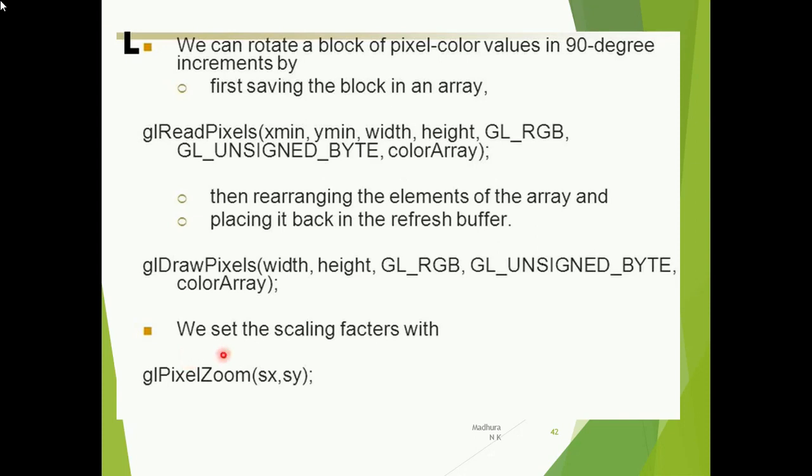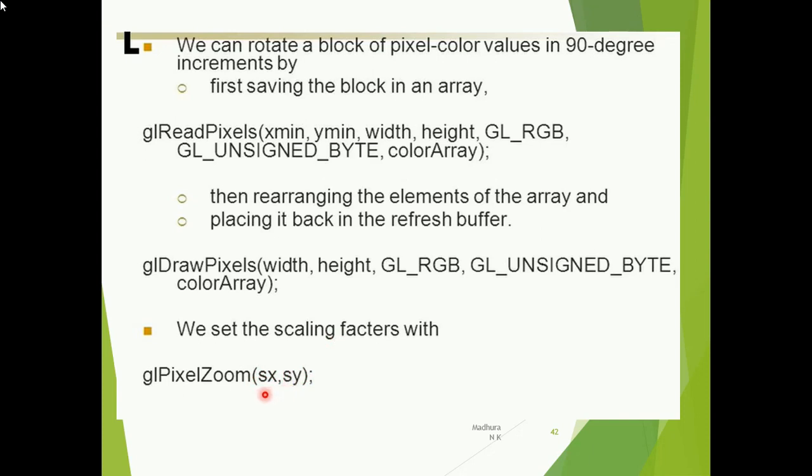Then you have to scale that rectangular section. So initially you will be calling the glCopyPixels function. Then the second step is you call glPixelZoom. In this you have two parameters, sx and sy. What is sx? It is the scaling parameter along the x axis, and sy is the scaling parameter along the y axis. So this will be done. Now you know exactly how the scaling process happens.